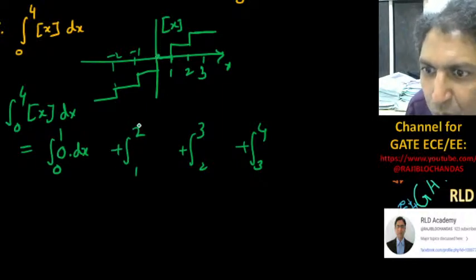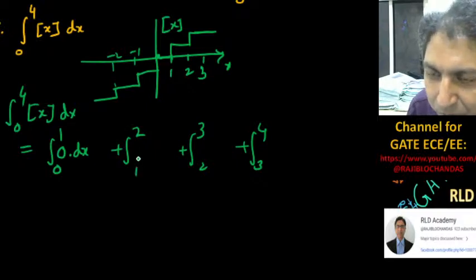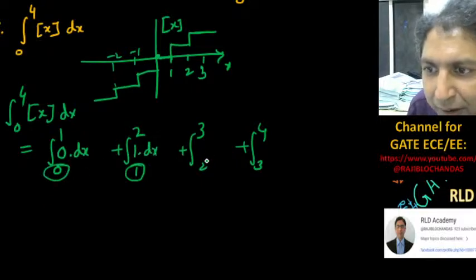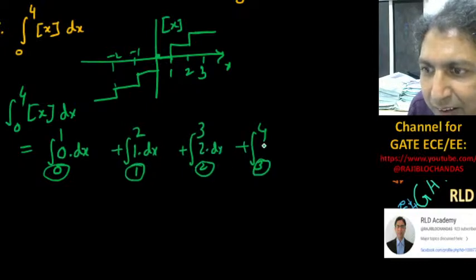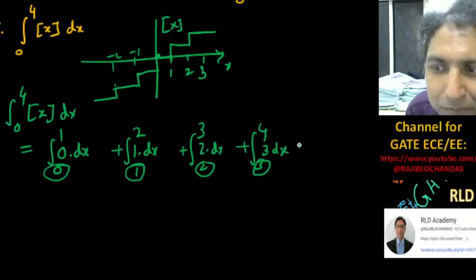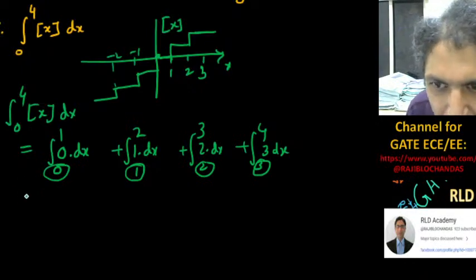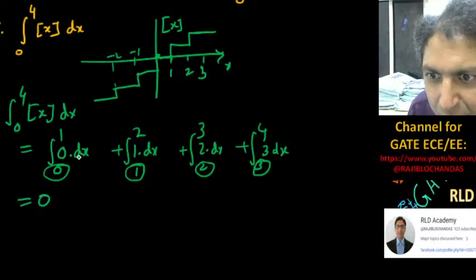Similarly, from 1 to 2, for any value, the lower one will be considered as the greatest integer value. So this is 1 into dx. Similarly, it is 2 into dx, it is 3 into dx. That's all. Okay. So the first integral is 0 because it is 0.